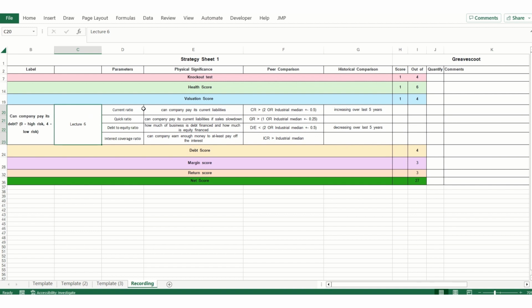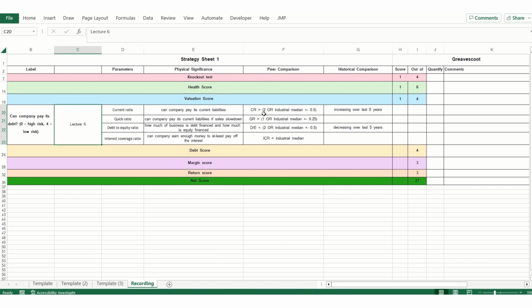To revise, your current ratio is if your company can pay its current liabilities. Quick ratio is if you subtract your inventories from your current assets, and in that case, can your company pay its current liabilities? Now, debt to equity tells you how much of your business is financed by debt and how much is financed by its own funds, which is equity. And the interest coverage ratio would basically tell you, does your company have enough money to at least pay off the interest from the loans it has taken? Okay.